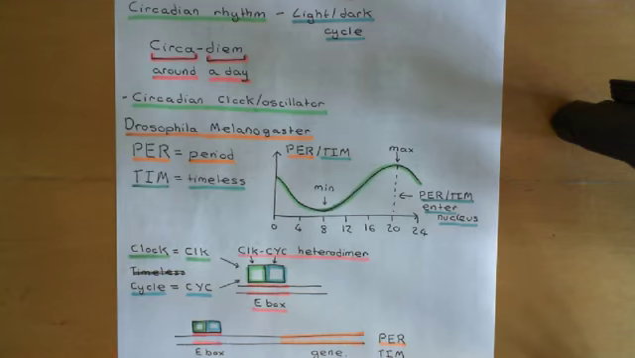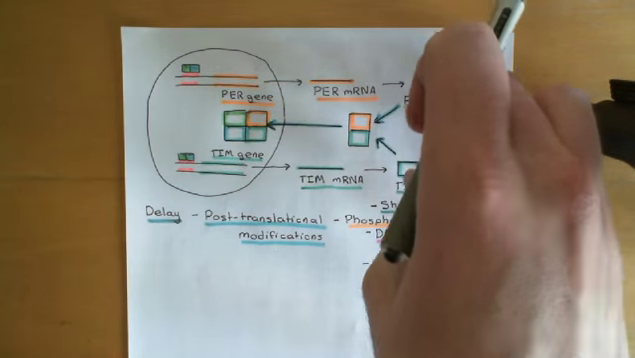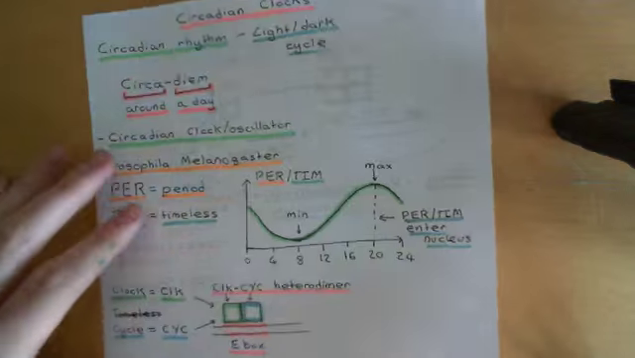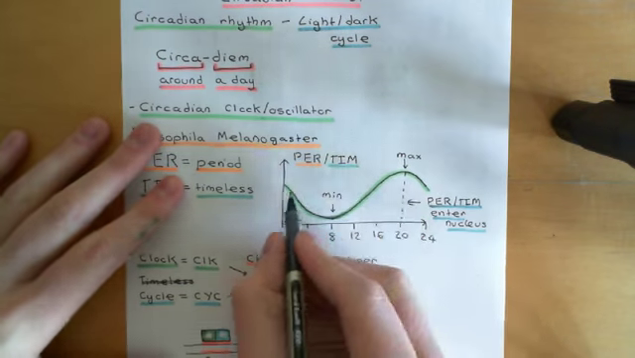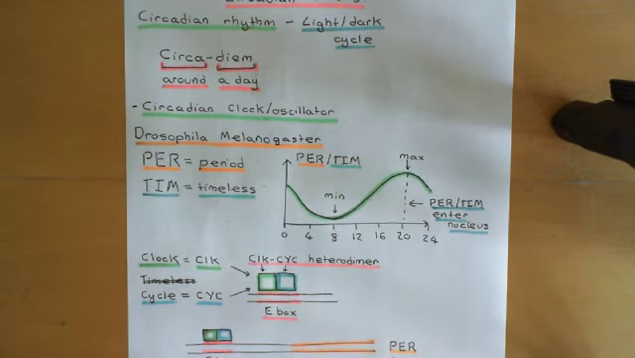Now, we've stopped producing any new ones, so the degradation is going to take over, and therefore period and timeless levels are going to go down in the cytoplasm. So we're going to lose all of the period and timeless in the cytoplasm that we have created, okay? And that's what's occurring in this down phase here, from 8 o'clock in the evening to 8 o'clock in the morning. Period and timeless proteins are being degraded in the cytoplasm.